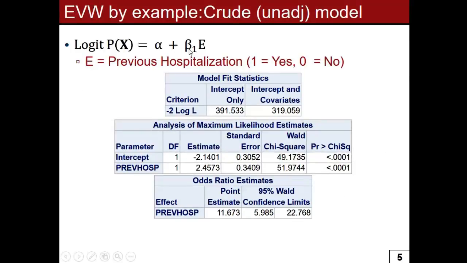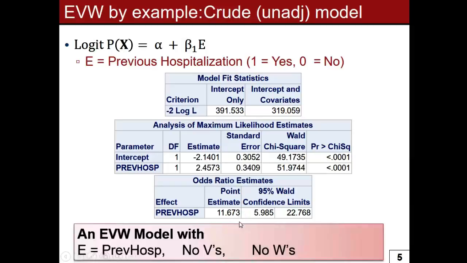It's alpha plus beta 1 times previous hospitalization, but now I'm going to call it E. The exposure, I don't care what it is, we're just going to call it E, where E is actually this thing called previous hospitalization. We're not going to call it X, we're not going to call it pre-hosp, we're just going to call it E. You need to know that E equals previous hospitalization. Again, here's what the results look like for that. Here's the odds ratio, 11.67.